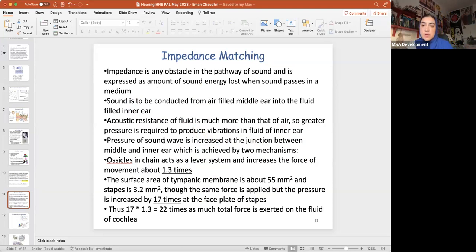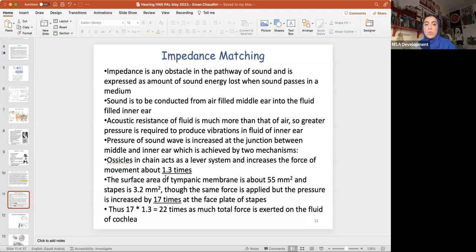So what happens basically to take care of this problem? This natural problem that is always there for every single human being. Well, the ossicles in chain, so the malleus, incus, and the stapes, they act as a lever system and they increase the force of movement about 1.3 times. So they're acting in a way to transmit the sound. Remember, they're doing their own thing. They're moving kind of like clockwork in order to change the way the sound is being perceived from air to fluid.